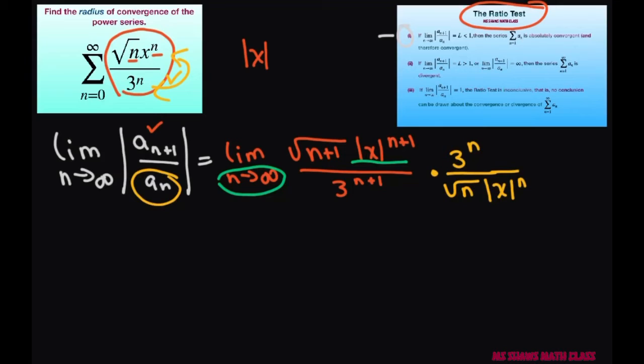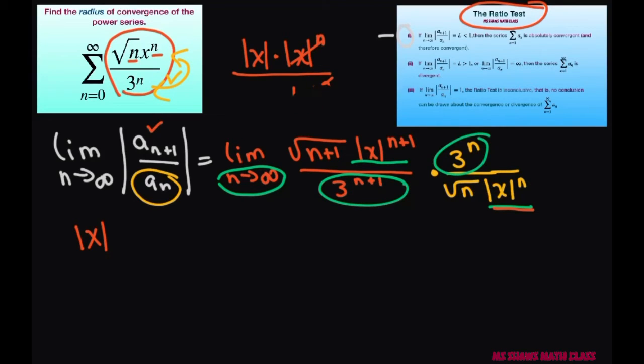So I'm going to pull out my x's. So this is like absolute value of x times absolute value of x to the power of n divided by absolute value of x to the power of n. So those cancel out, and we just have absolute value of x. Now, for the 3's, same thing. This is like 3 to the power of n divided by, and this piece is 3 times 3 to the power of n. Those cancel, so we're dividing by 3.